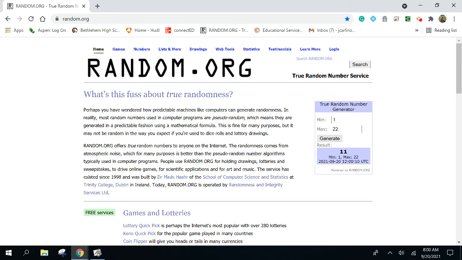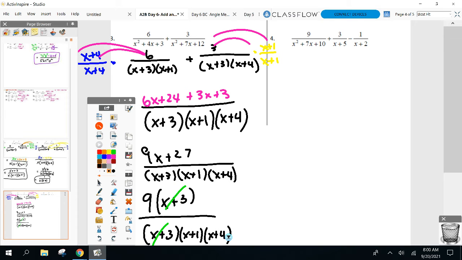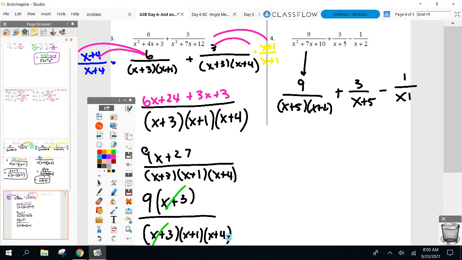Mike, what do you got? x plus 5, x plus 2. Good. 9 over x plus 5 and x plus 2. Nothing else can be factored. So I'll just leave it 3 over x plus 5 minus 1 over x plus 2.